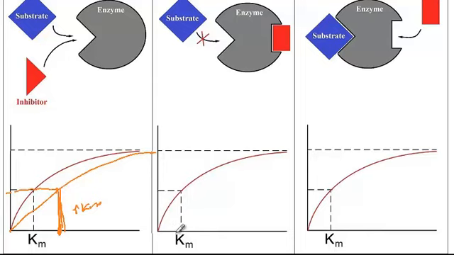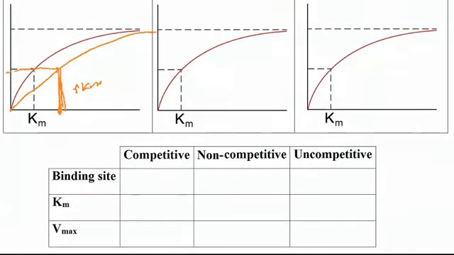All right, so with that information in mind, now we can fill in this table. So the competitive inhibitors, they are binding to the active site. They would increase Km, but Vmax is still the same. There is no change. If you add more and more substrate, you still can reach the Vmax.